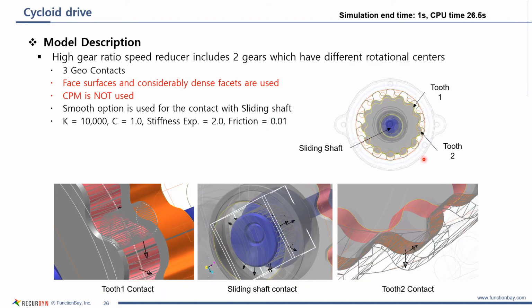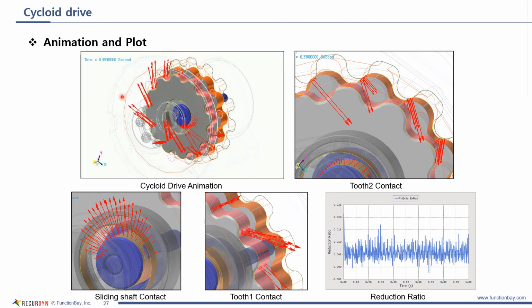This is a cycloid drive. This is often used in robots in the speed reducers with high gear ratio. 3 geo contacts are used. In this model, the face surfaces are used instead of the entire solid geometries. If the entire solids are used, the simulation speed will be much slower. CPM is not used because the contact points have different directions. For the sliding shaft contact in the center image, smooth option is used. This is the simulation result of the cycloid drive.